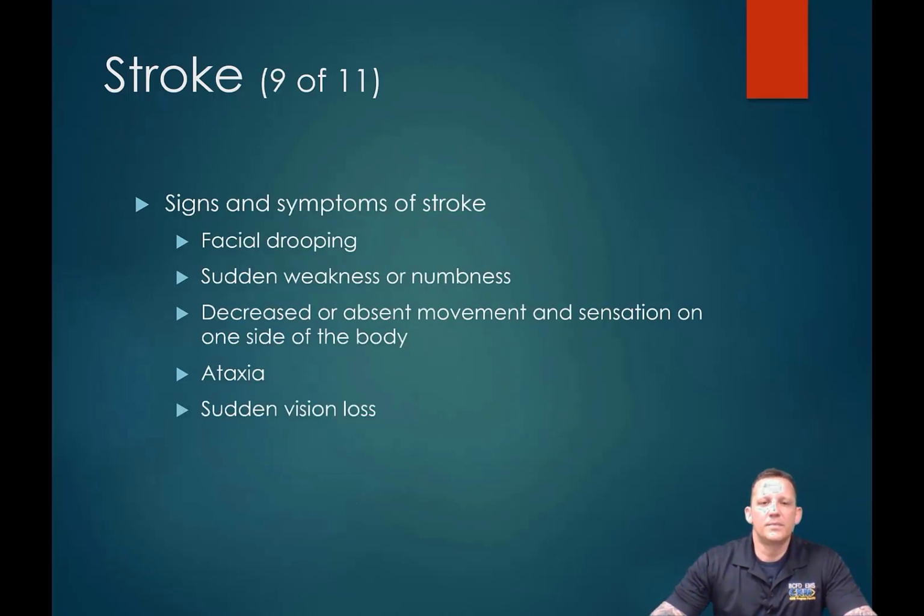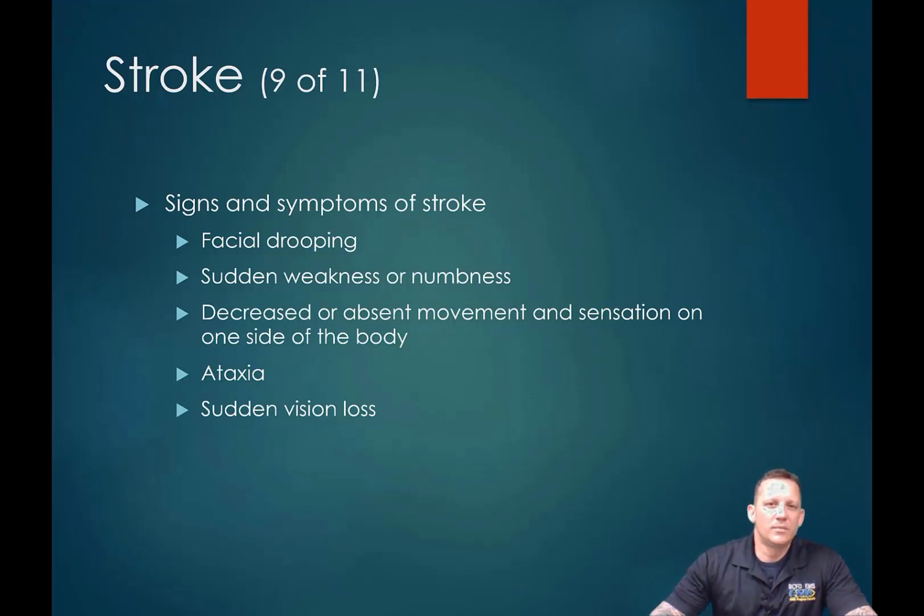Now, if we're looking at the signs and symptoms, this is really where it boils back down to that Cincinnati stroke scale. We've got facial drooping, sudden weakness or numbness in one side of the body, a decrease or absence of movement and sensation on that side of the body, the inability to walk because they don't have motor control of the leg or their balance, and then sudden vision loss.